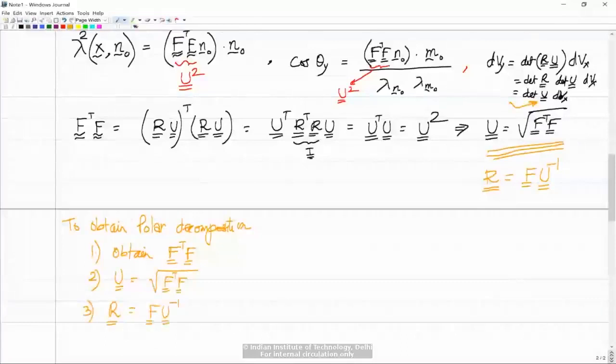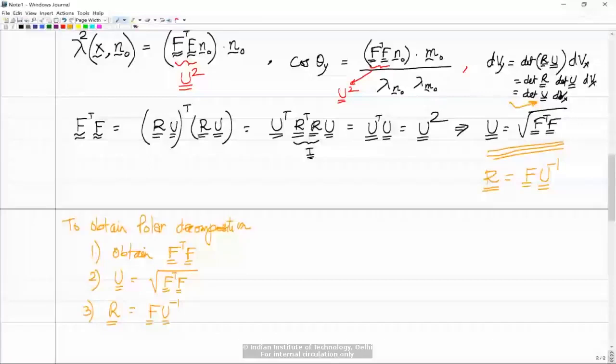Now here you have two very interesting expressions. One is the square root of a matrix, a second order tensor. How do I take the square root? And then how do you take the inverse? Can you have an explicit formula for the inverse or for the square root? Now it turns out it is easier here because your U is symmetric and positive definite. That's why it is easier. Let me show you why.